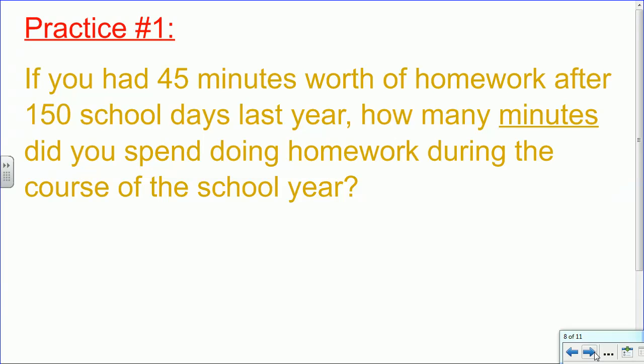This one says, if you had 45 minutes worth of homework after 150 school days last year, how many minutes did you spend doing homework during the course of the school year. So that's supposed to be if you had 45 minutes worth of homework after each of 150 school days. How many minutes did you spend doing homework during the course of the year? So that's what I would leave with you to solve on your own.